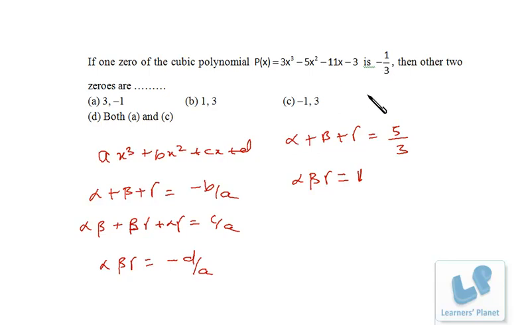So alpha is minus 1 by 3. So beta plus gamma is 5 by 3 plus 1 by 3, so that's 6 by 3, that's 2, right? And if I put the value of alpha over here, alpha is minus 1 by 3, so beta gamma will be minus 3, right? Now beta plus gamma is 2 and beta gamma is minus 3.